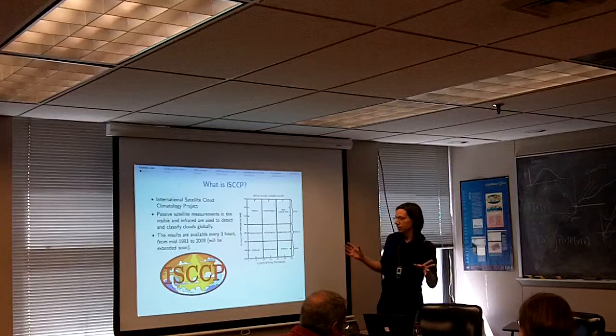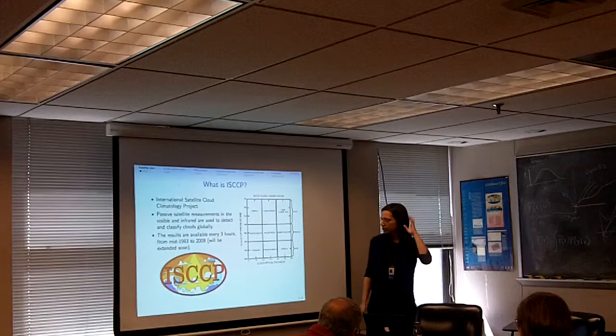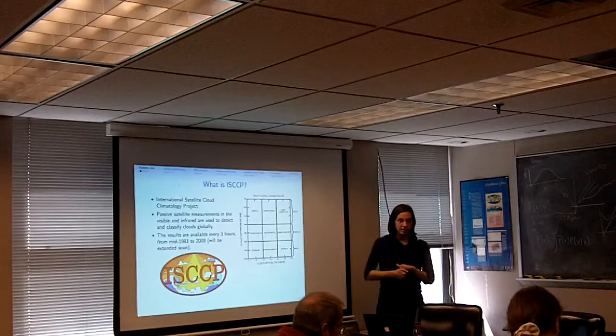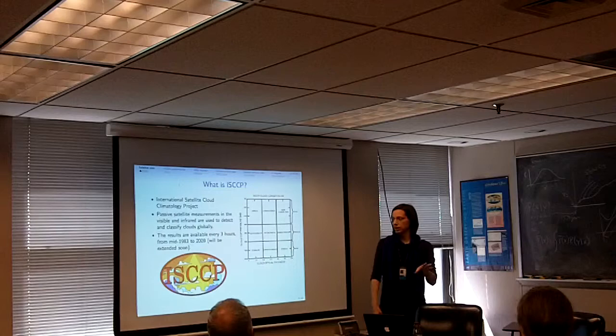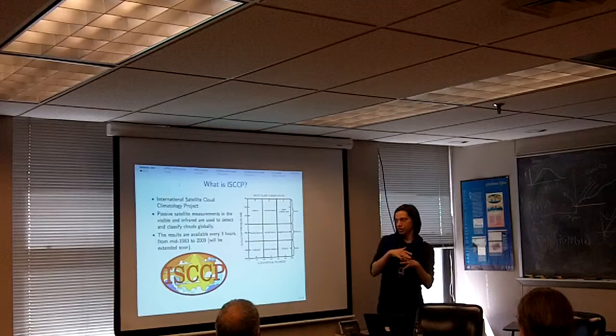So this is the International Satellite Cloud Climatology Project. I'm sure you all have heard of it before. It uses passive satellite measurements to identify clouds globally, and they provide results every 3 hours. Right now it's from 1983 to 2009. There is a project to extend it to more recent, using more recent observations.